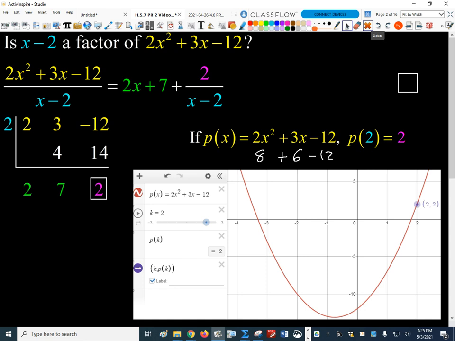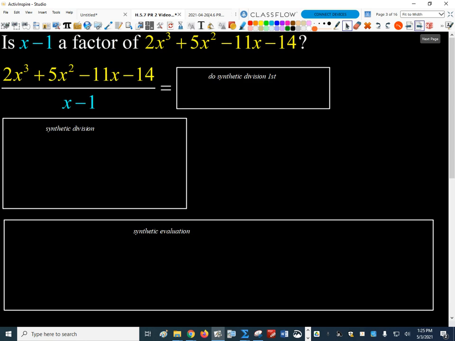When we evaluate the polynomial in the numerator at the 0 of the denominator, we got 2 as an output. And here's a graph of it. Okay? The input value was 2 for our function, right? We evaluated p of 2, and the output value was 2. Okay, let's try another one.